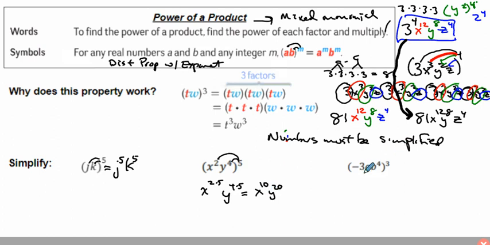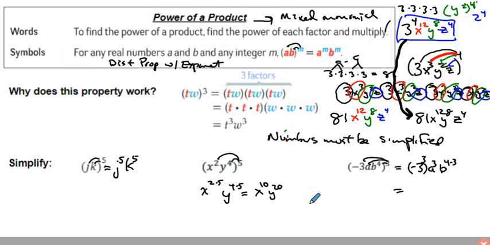All right, and this last one is basically saying the same thing as, and now watch, because I'm using a negative, I'm going to keep that in parentheses. I'm raising negative 3 to the 3rd power. I'm raising a to the 3rd power because I'm applying this to everything. And then I have b to the 4 times 3 power.